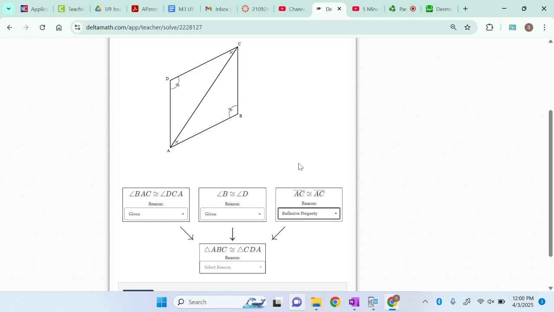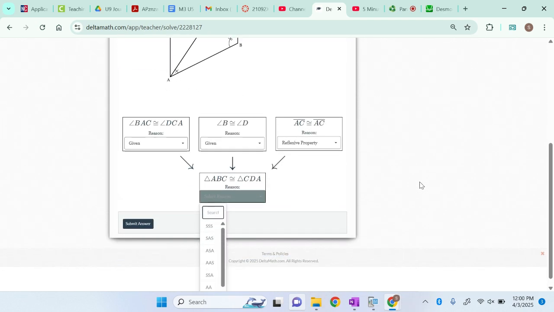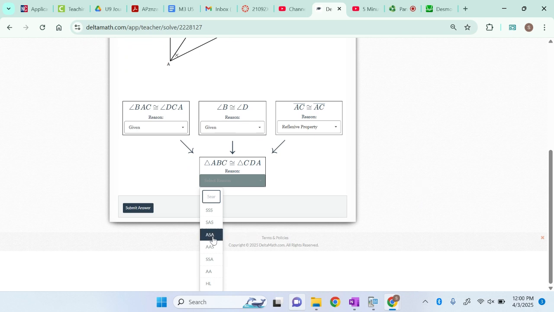Now, so how are those two triangles congruent? What postulate? Angle, angle, side. All right. So this one was particularly easy because they already gave you all the statements. That's not always going to be the case. Sometimes they give you a mix of statements and reasons. So this is angle, angle, side.